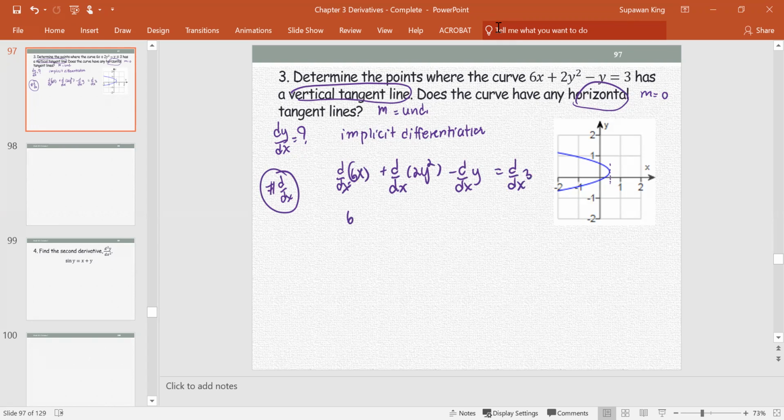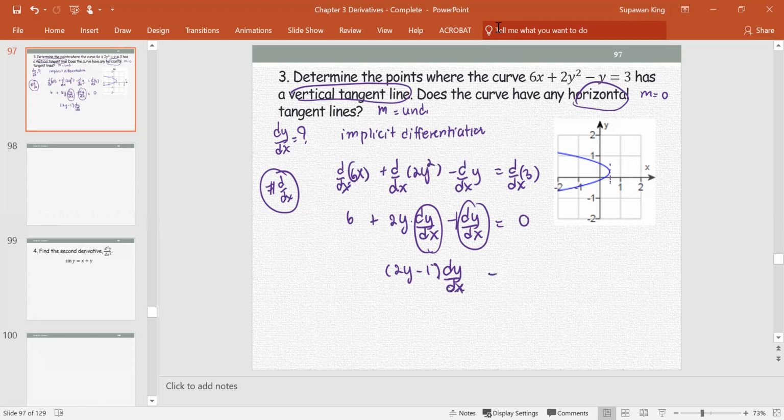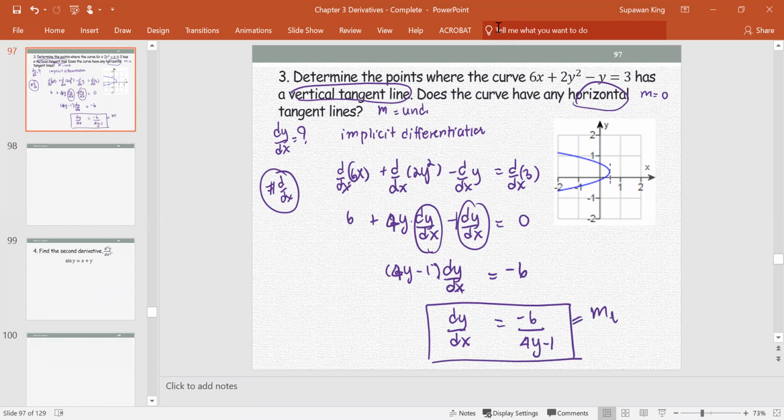The derivative of 6x is 6. The derivative of 2y² is 4y multiplied by dy/dx, minus dy/dx equals 0. Subtract 6 from both sides and factor dy/dx as a common factor of the left two terms. So we have (4y − 1) multiplied by dy/dx equals −6. Therefore, dy/dx equals −6 divided by (4y − 1), and this is the slope of the tangent line, or the m of the tangent line.